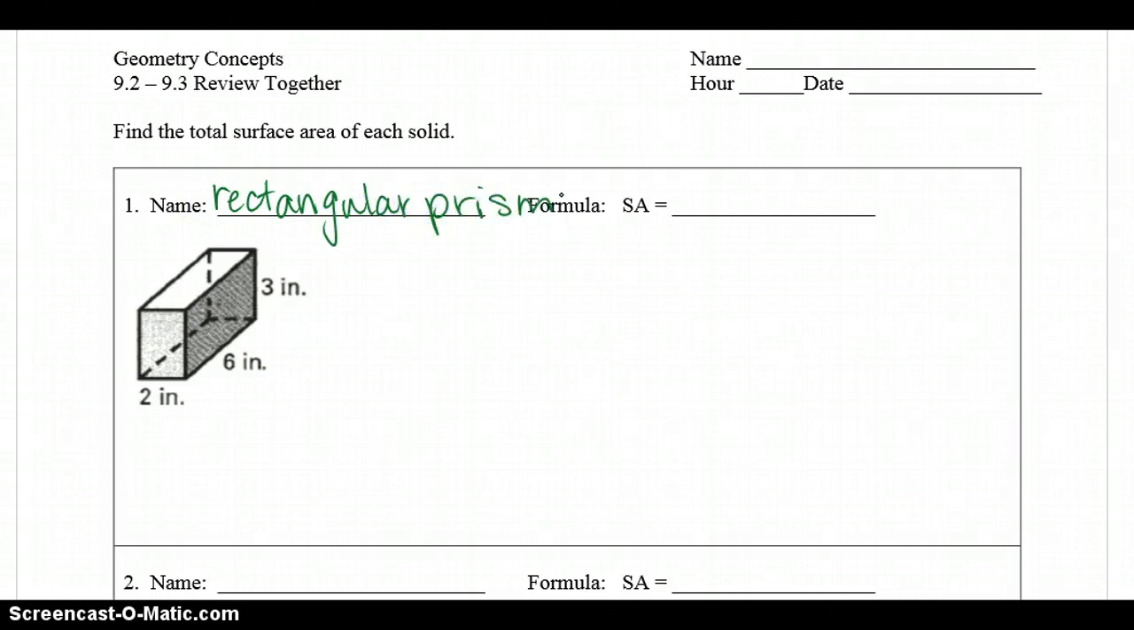It asked me also to write the surface area formula. The formula for the surface area of a prism is, if you look on your green sheet, 2 times B plus P times H, where capital B stands for the area of the base, P stands for the perimeter of the base, and H is the height of the solid.